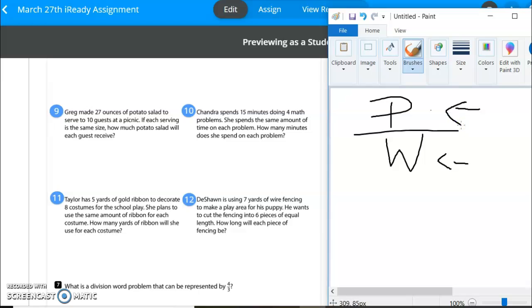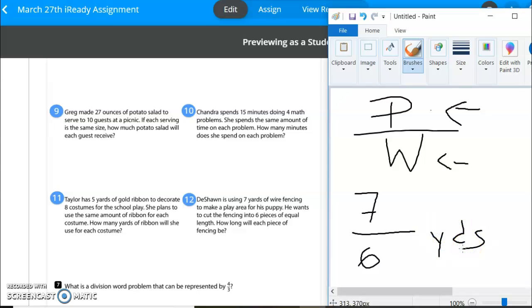Finally, Deshawn is using 7 yards of wire fencing to make the play area for his puppy. He wants to cut the fencing into 6 pieces of equal length. How long will each piece be? So remember, I've shown you before, he's got 7 yards of fencing, but he's cutting it into 6 equal pieces. So how long will each piece be? And remember, we're working with yards.